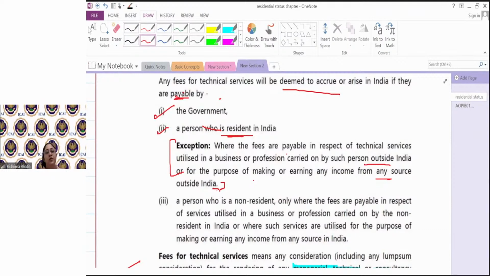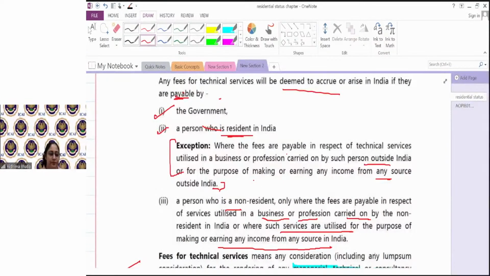Okay? And similarly, when the fee for technical services is paid by one non-resident to another non-resident, it would only be taxable when it is used to earn business or profession income in India or used to earn any income from any source in India. Exactly similar to royalty, the fee for technical services would be deemed to accrue or arise in India.